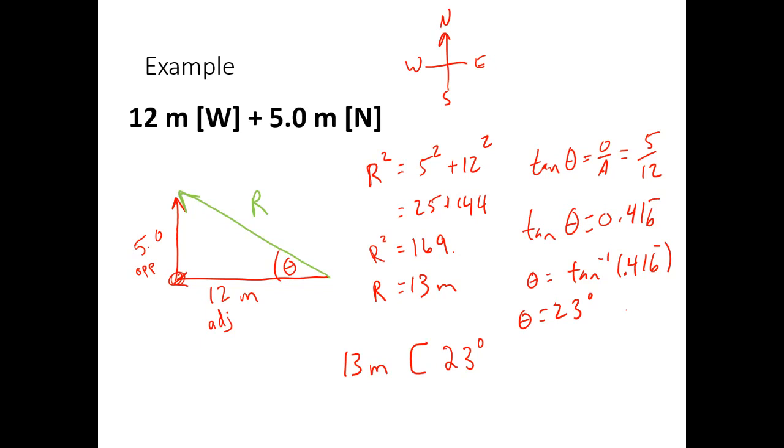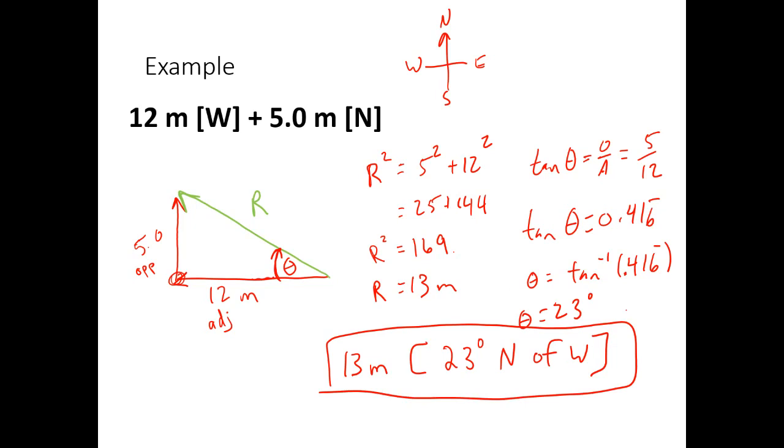So I'm going to use the westward direction. I'm going to say, hey, my angle has to be 23 degrees in the north direction of west. So we'd say 23 degrees north of west. Then I put a box around this. So it's done. We'll move on to the next one.